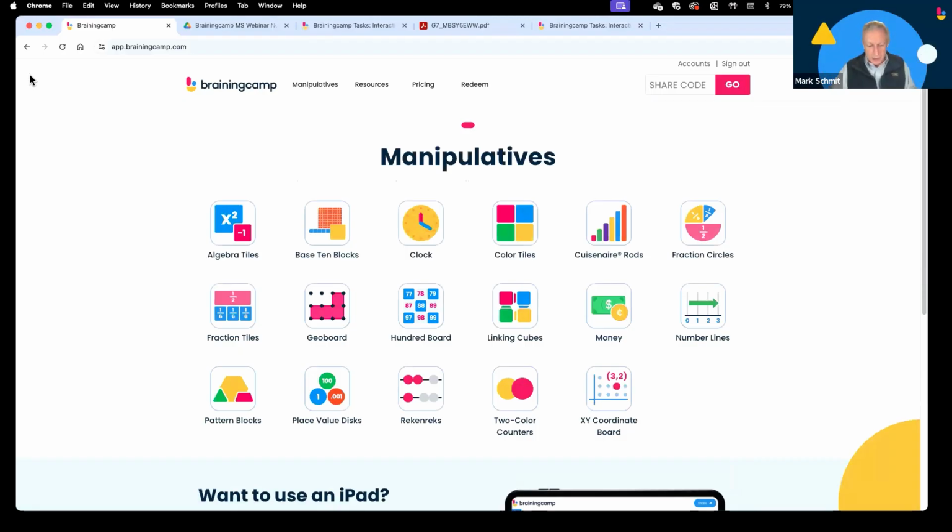I'm 2 minutes behind schedule, so I want to go to algebra tiles because they're one of my favorites. How many of you are familiar with algebra tiles or curious about algebra tiles?